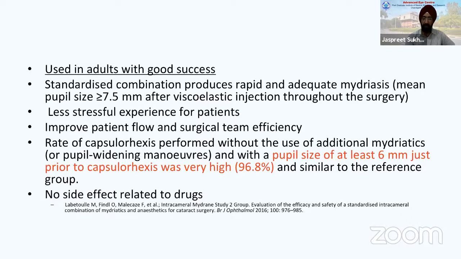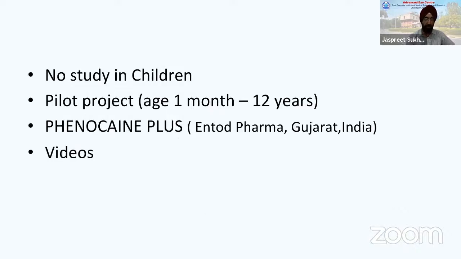These studies show that the rate of capsulorhexis performed without additional mydriatics had a pupil size of at least 6 millimeters just prior to capsulorhexis. So that was pretty high, which means it had a good effect in adults. No side effects were seen related to the drug. There has been no study in children, so what we did was a pilot project.